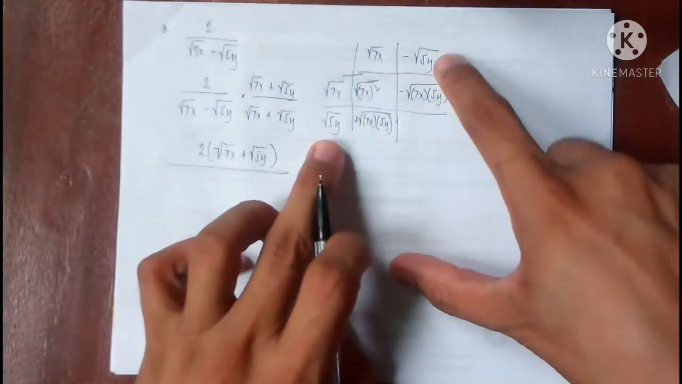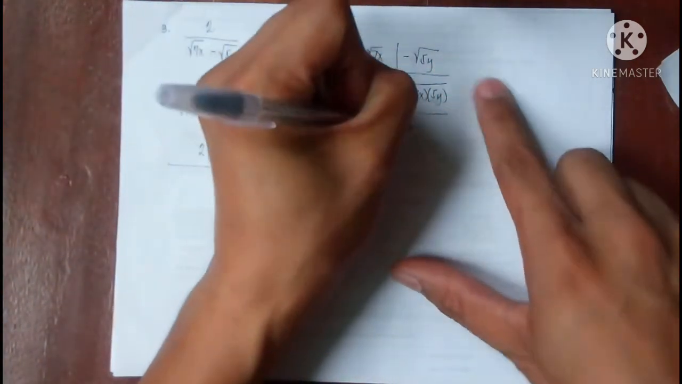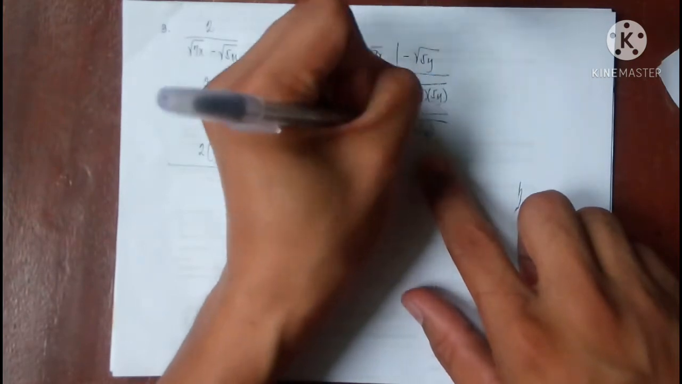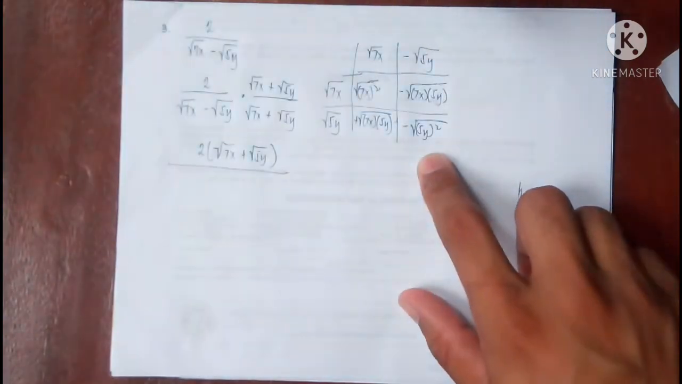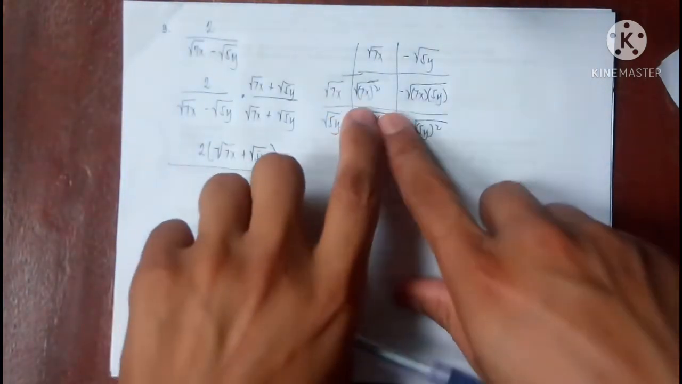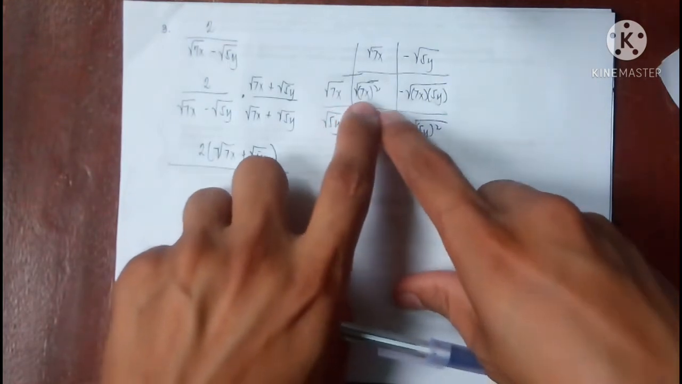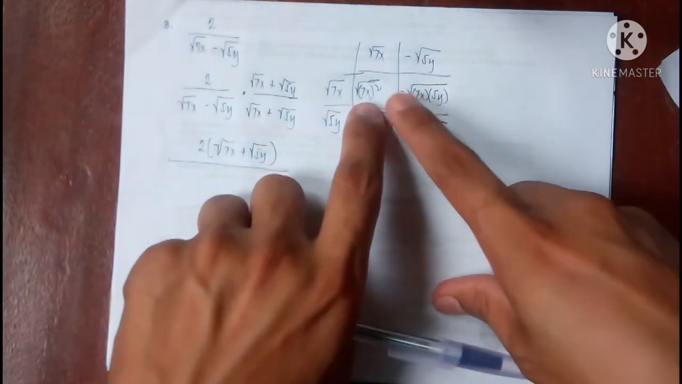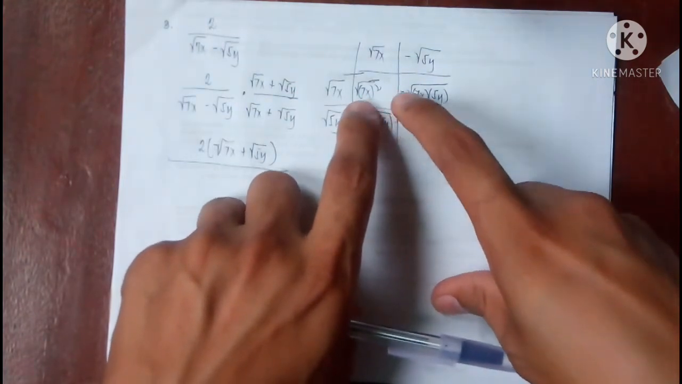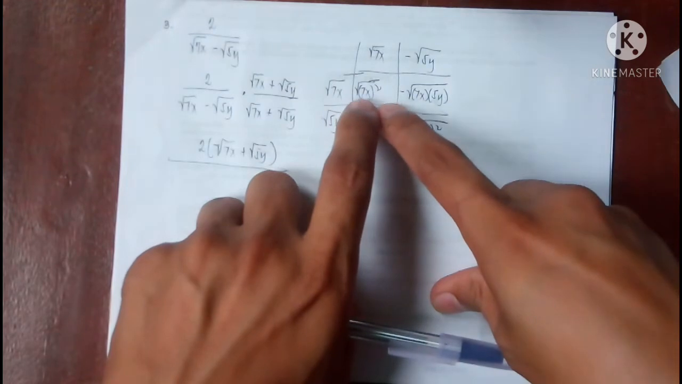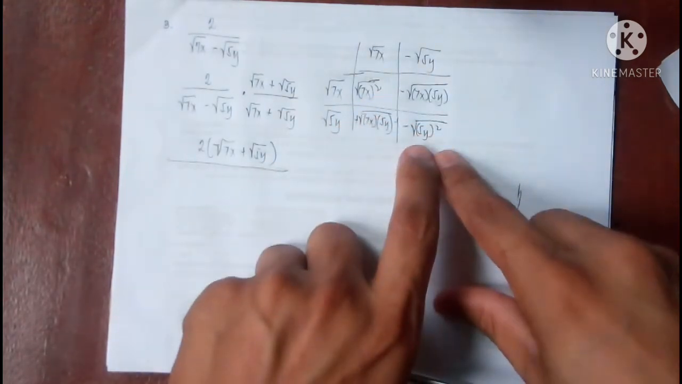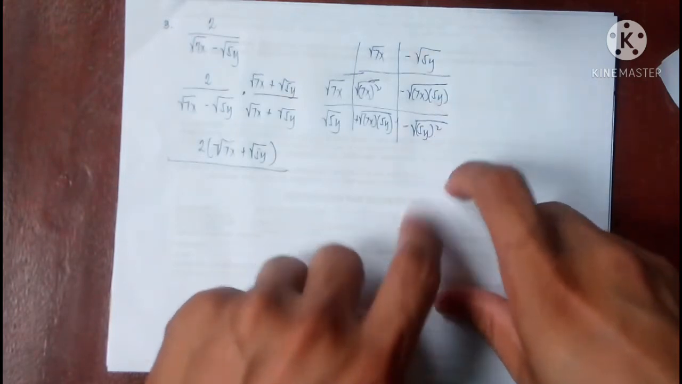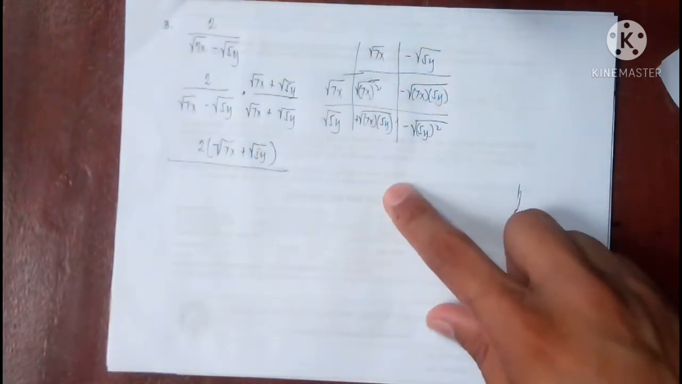Pag minultiply naman natin ito, we will have negative square root of 5y squared. Actually, ito, square root of 7x times square root of 7x. Di ba? So pwede natin isulat na 7x squared. Ganun din ang nasa dulo, 5y times 5y or 5y squared. Okay. Then, tignan ninyo ito.